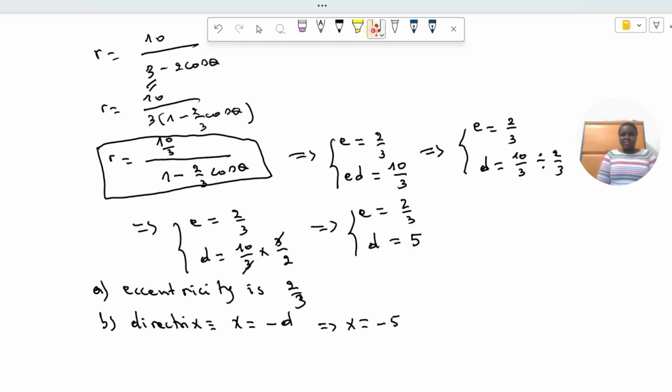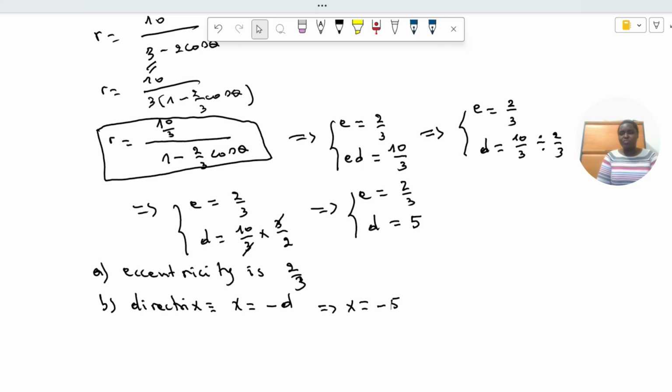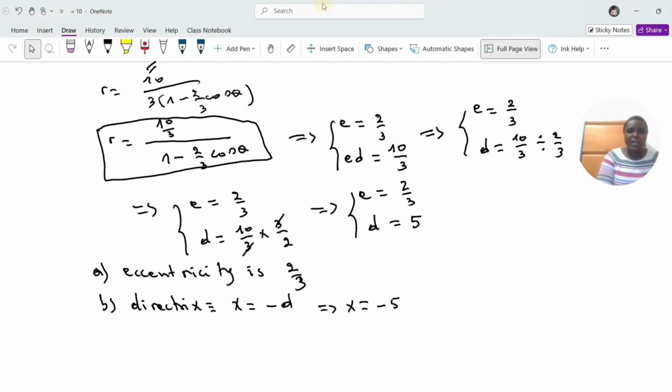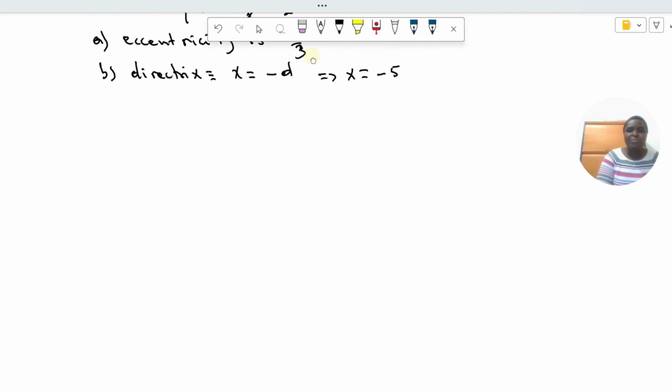All right. Eccentricity is equal to 2 over 3, and the directrix has equation x equal to minus 5. And in E we are asked to identify the form of this ellipse. How do we identify the form of ellipse having the eccentricity? We need to know this. Let me take this one a little bit up.